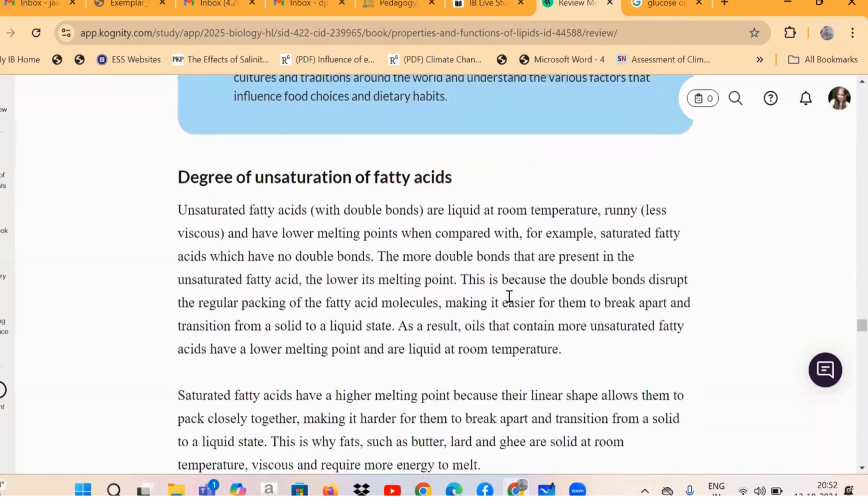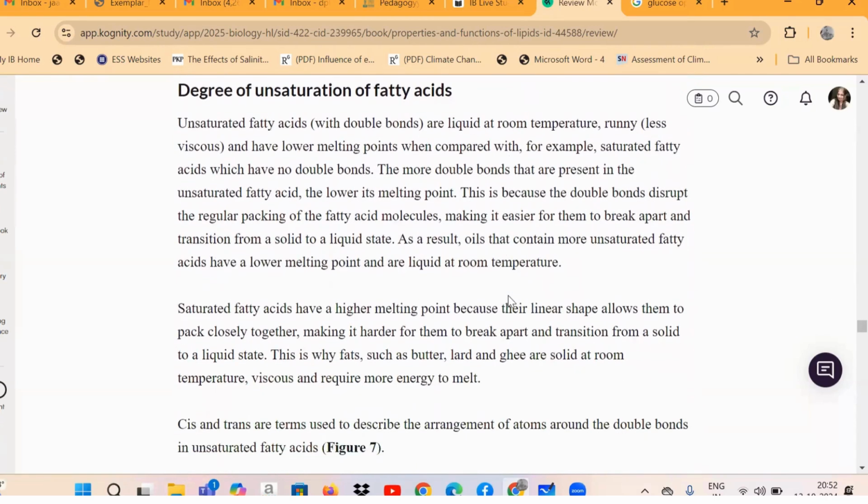So the degree of unsaturation of fatty acids. How will you determine the degree? I say that saturated fatty acids have a higher melting point. Why? Saturated fatty acids have a high melting point because first of all they are solid at room temperature, which means that their atoms are close together, making it hard to break. That's the reason the energy needed for solid to liquid conversion is very high. They have a high melting point.